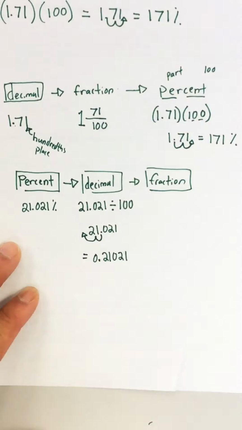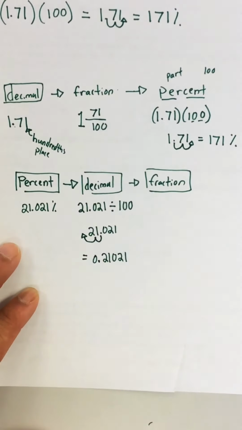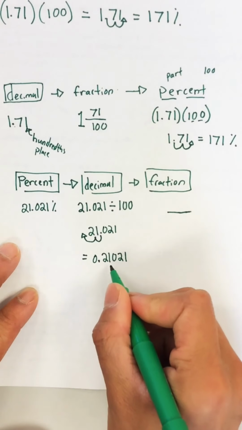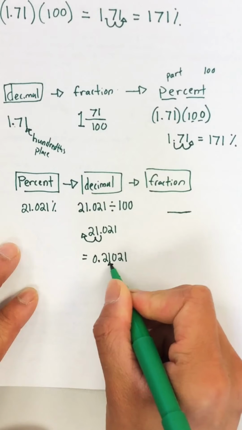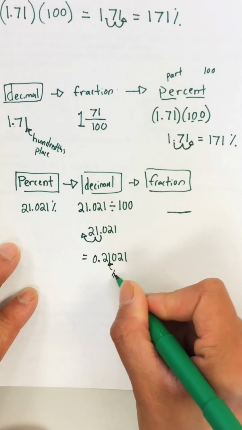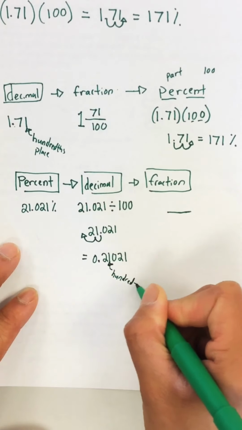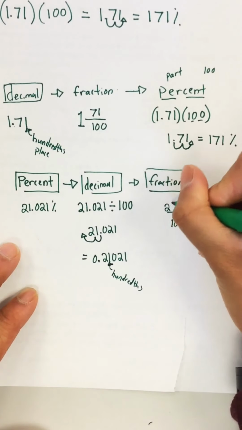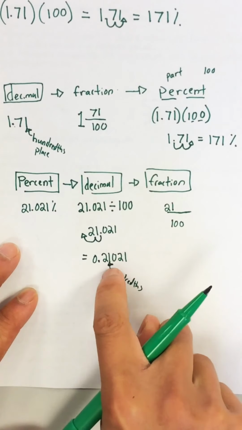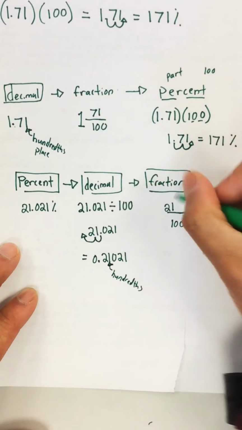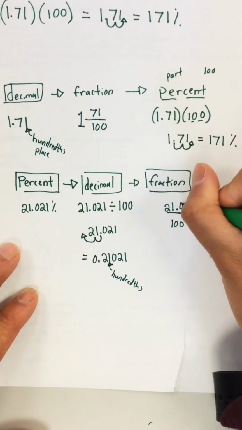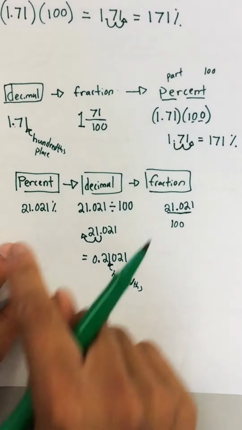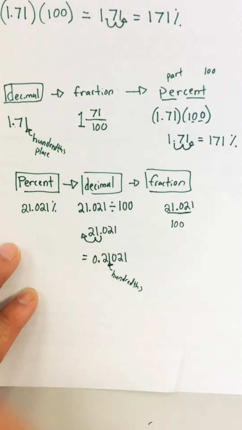So for the fraction, this is where it's hard. I do not have a whole number, right? I do have a fraction. What I can do is I can look at this digit right here. This is in the hundredths place. So I'm going to write 100, and I'm going to write 21. And then because this is where I'm ending, right, I'm going to put a decimal, and I'll make it 21.021 out of 100. Because I know that the percent is this out of 100 anyway.